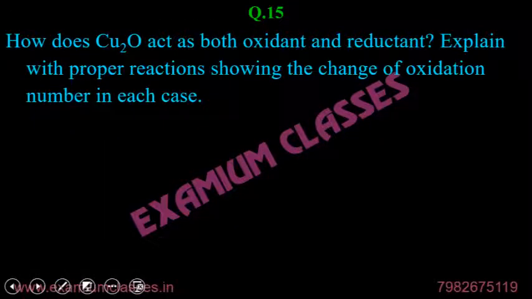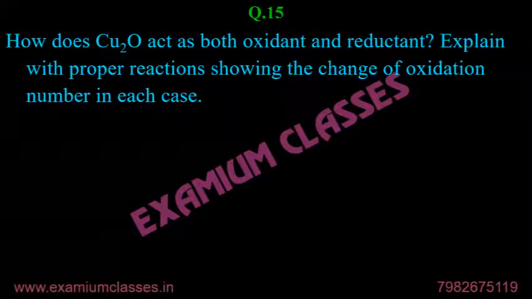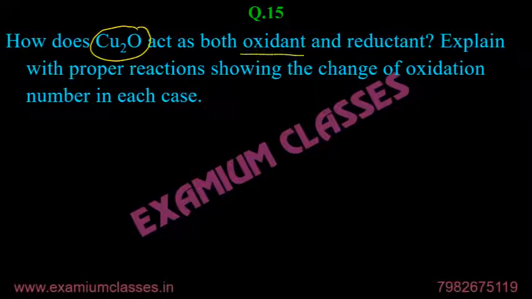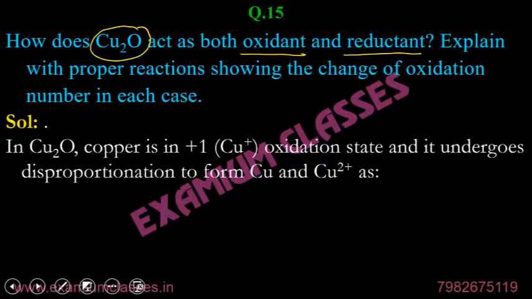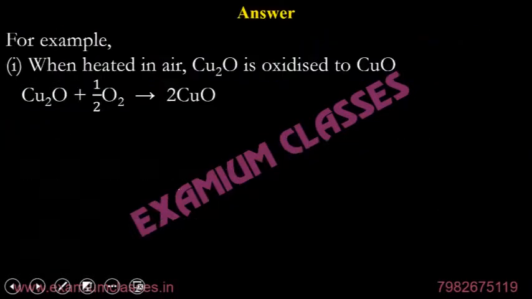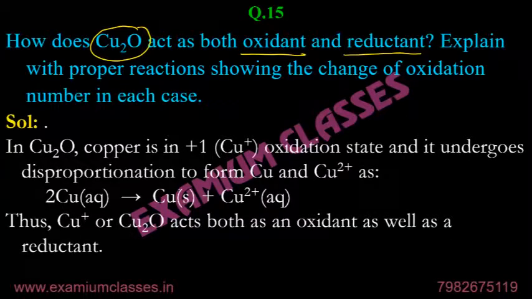Next question. How does Cu2O act as both oxidant and reductant? Explain with proper reactions showing the change of oxidation number in each case. In one case, it is acting as oxidizing agent. In the other case, it is acting as a reducing agent. You just need to know the reactions. These are type of reaction questions where, as I said, you don't need to think in the examination room. You should already know. So note down the reactions in both cases.